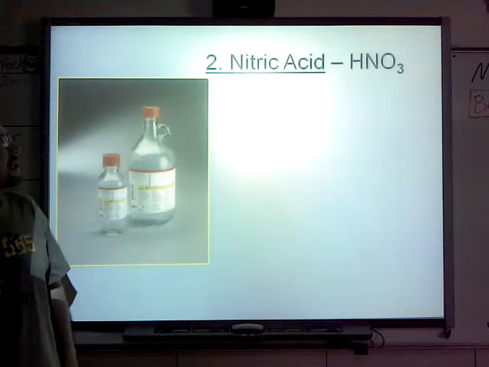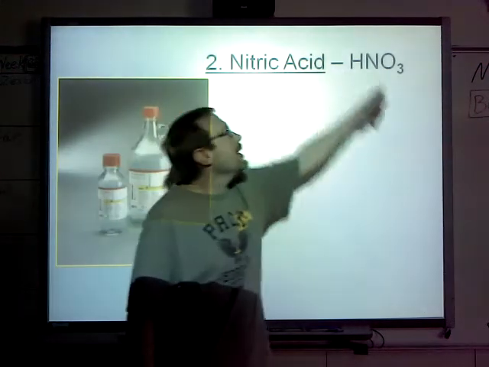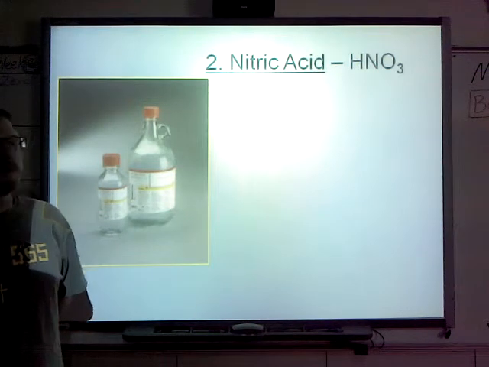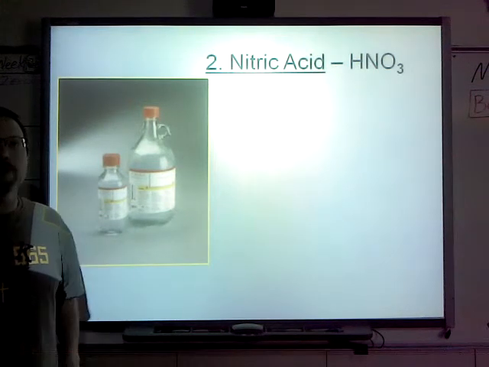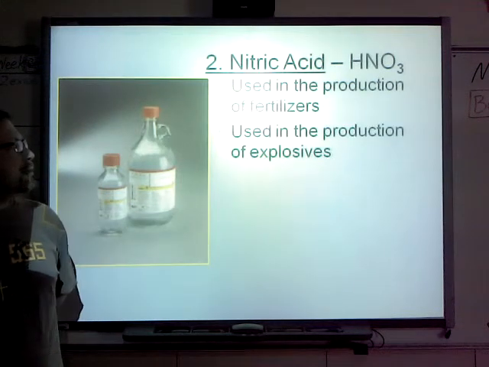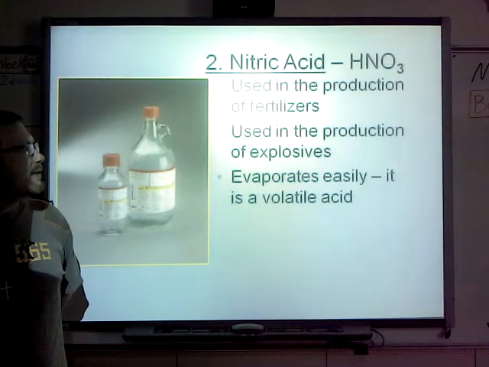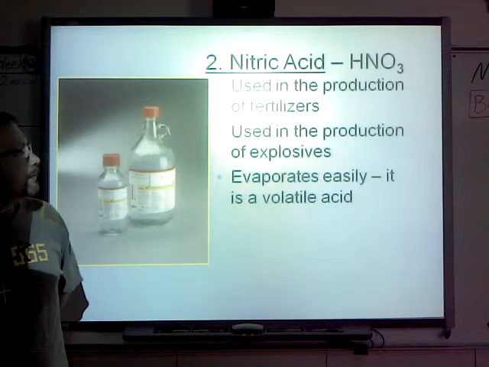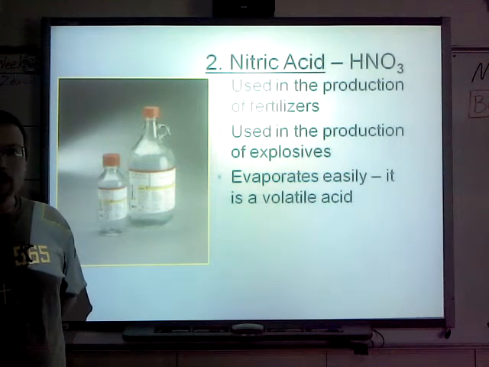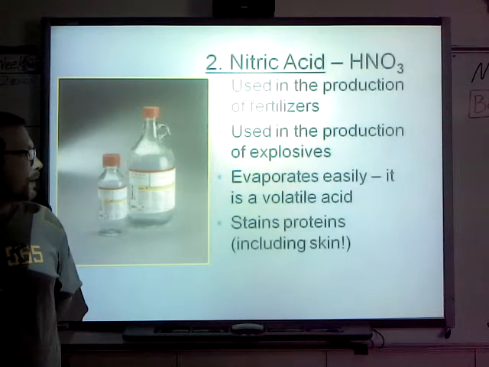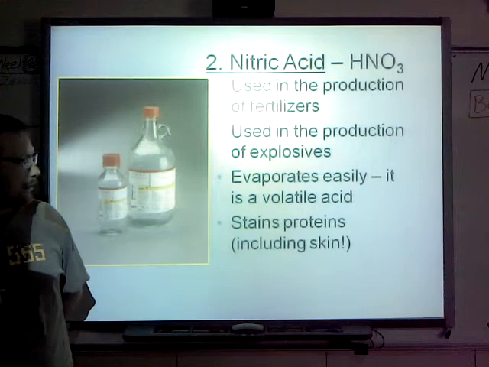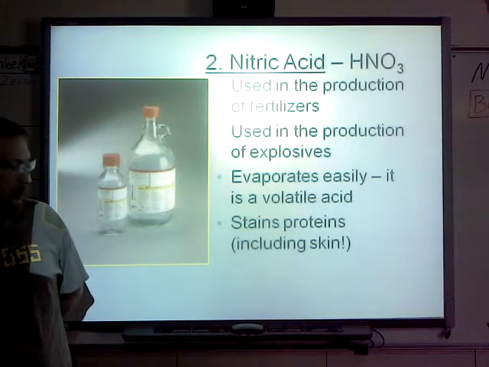Of course, nitric acid gets its name from the fact that it has a nitrate ion in it. Nitrate ion is an extremely important source of nitrogen for things like pharmaceuticals, explosives, fertilizers. So there's fertilizer, explosives. It is very, very volatile, so you need to be sure you keep it capped anytime you're working with this stuff. It will stain you nice and yellow as it's pulling your skin off your bones.